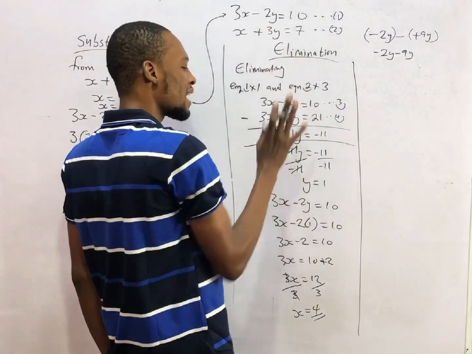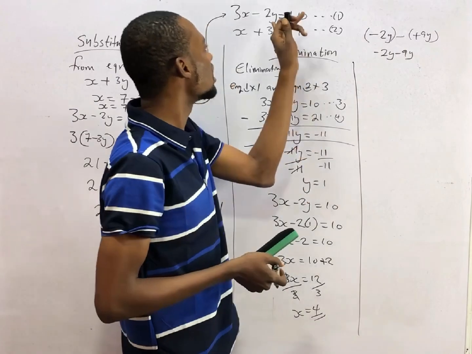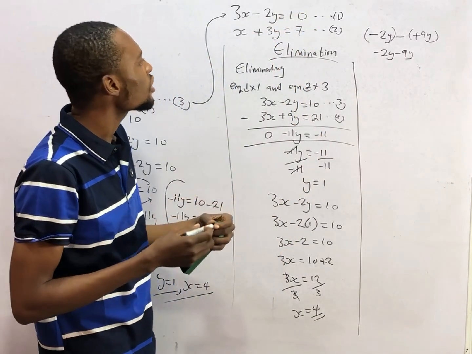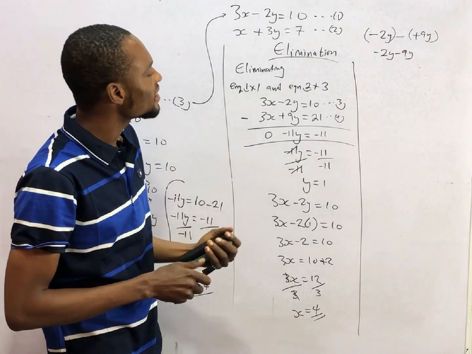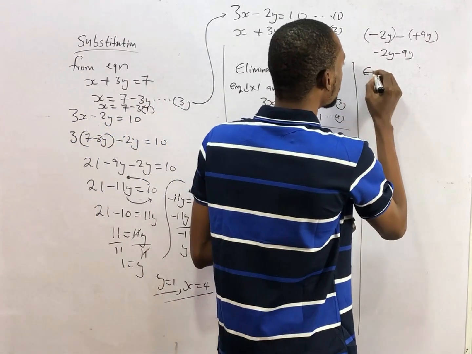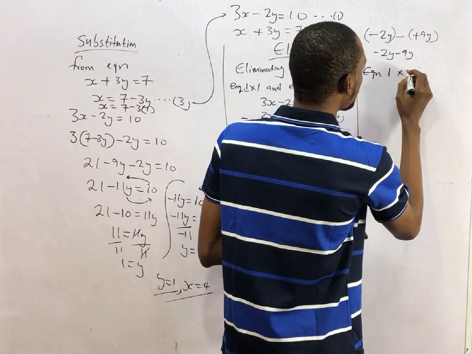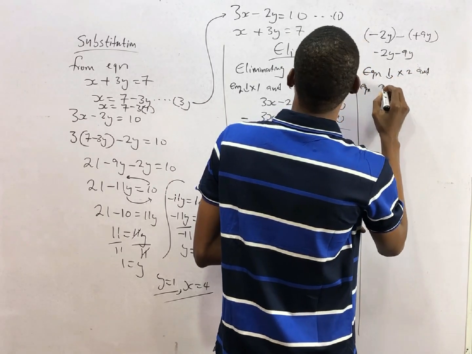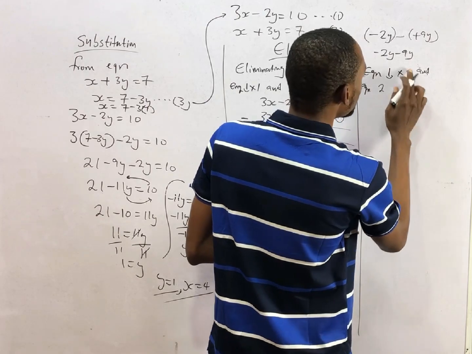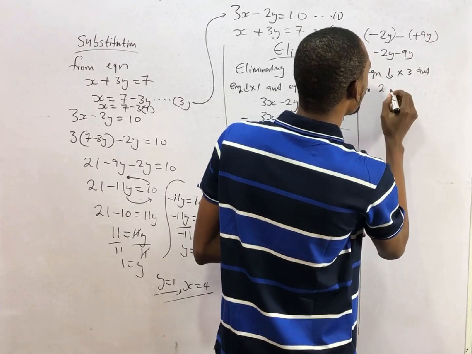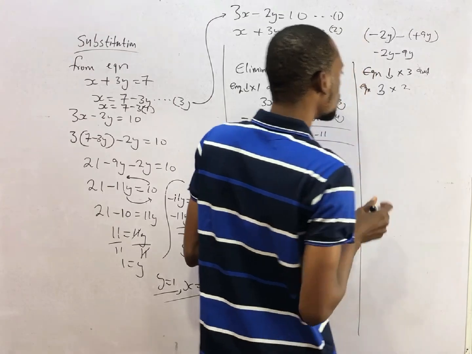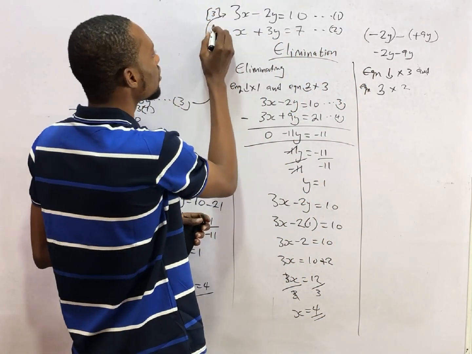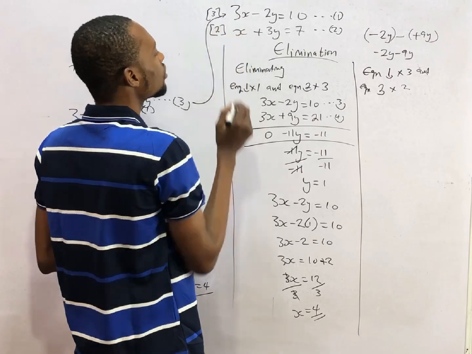I want to eliminate y. I need to make the value of y here and the value of y here the same. So what should I do? If I say equation 1 times 3 and equation 2 times 2, this is what will happen. This is equation 1, I multiply it by 3. Equation 2, I multiply it by 2.